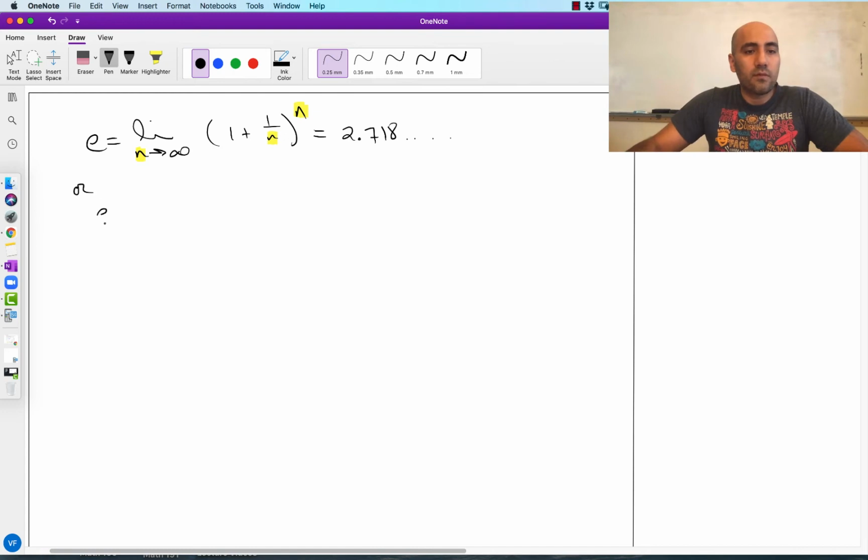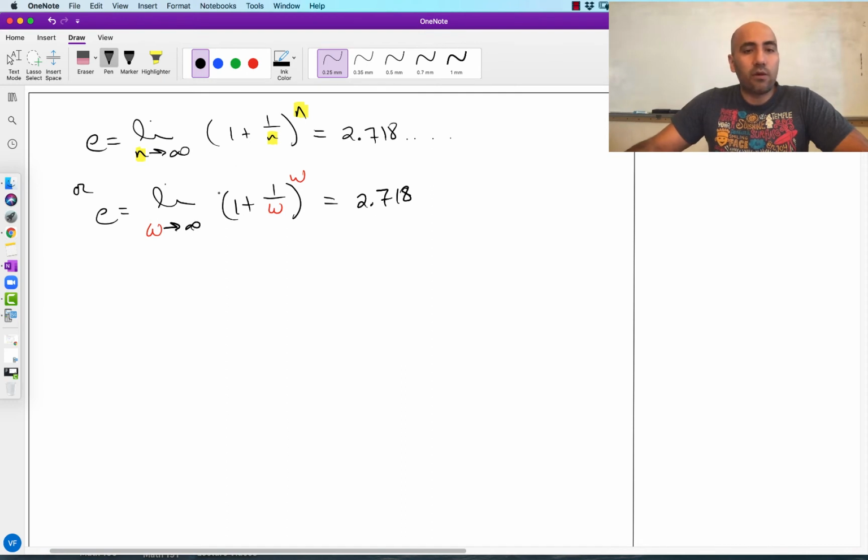Or e equals the limit as, how about q, q goes to infinity of 1 plus 1 over q to the power of q. Well, that's still going to be 2.718, right? Nothing special about the letter q. Or we can go to a different letter. We can go to w. Limit as w goes to infinity of 1 plus 1 over w raised to the power of w. Same thing. It's still going to be equal to the number e.